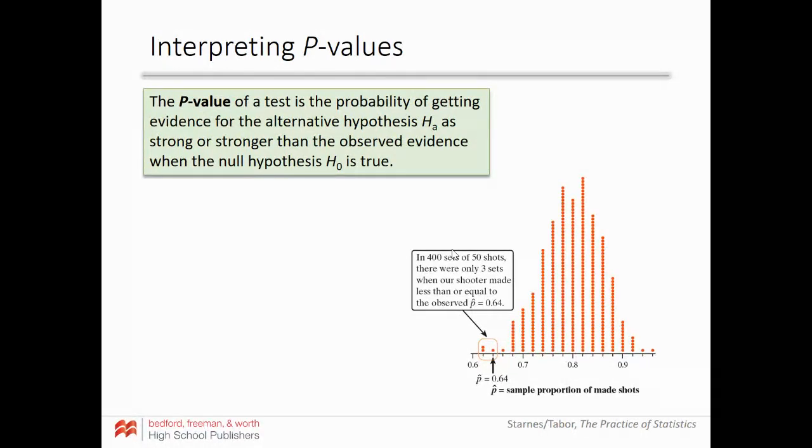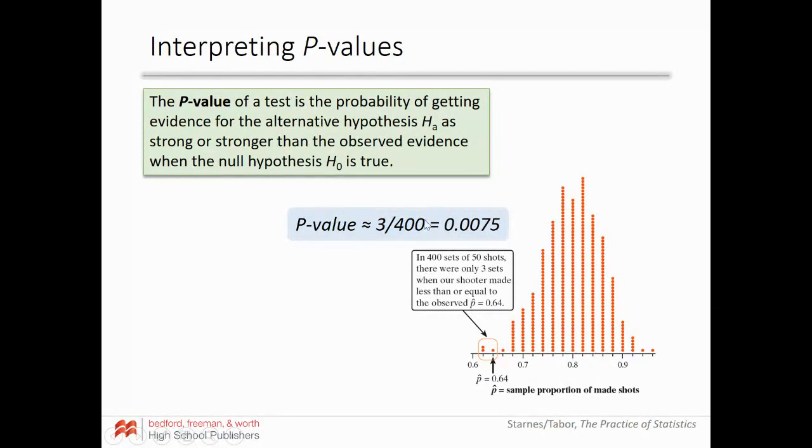and less than or greater than, depending on what the alternate hypothesis is. So the true definition of a p-value of a test is the probability of getting evidence for the alternate hypothesis, HA, as strong or stronger than the observed evidence when the null hypothesis is true. It's important that we're assuming H naught is true, and then we see how likely it is to get something as dramatic as this result, knowing that H naught is true. Here, we had 3 out of 400 attempts at 0.64 or more dramatic, and we get a p-value of 0.0075.